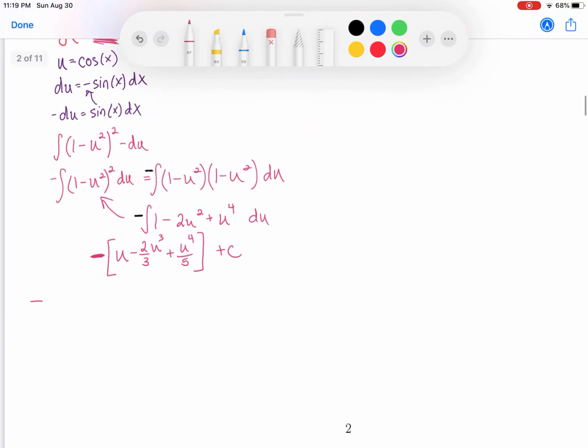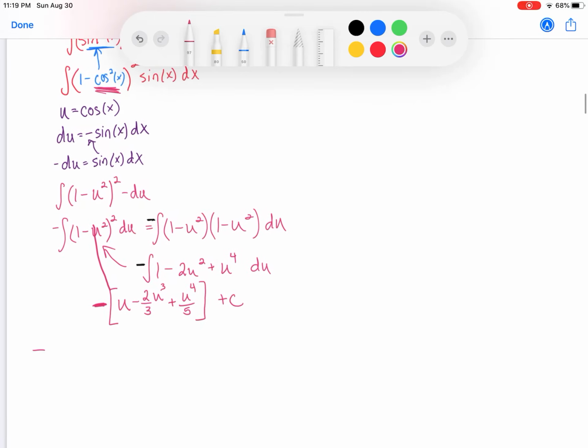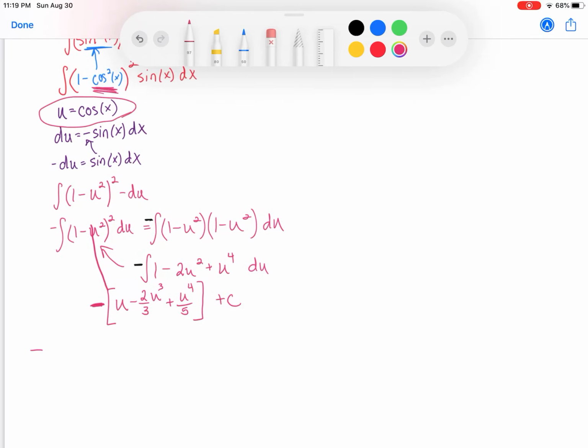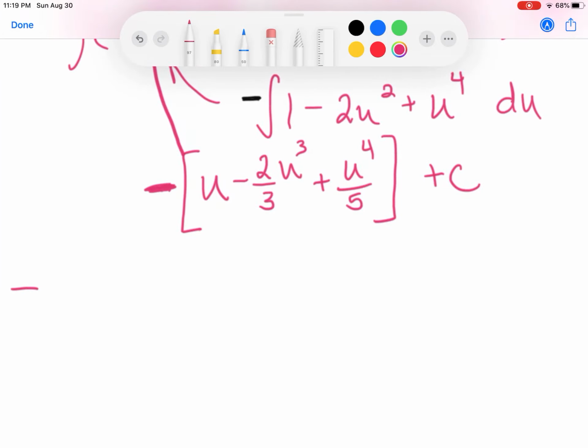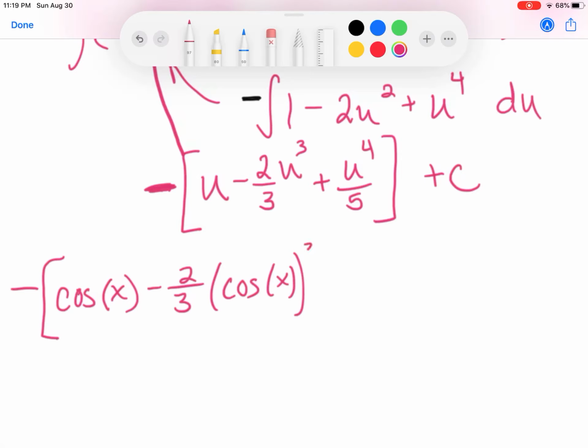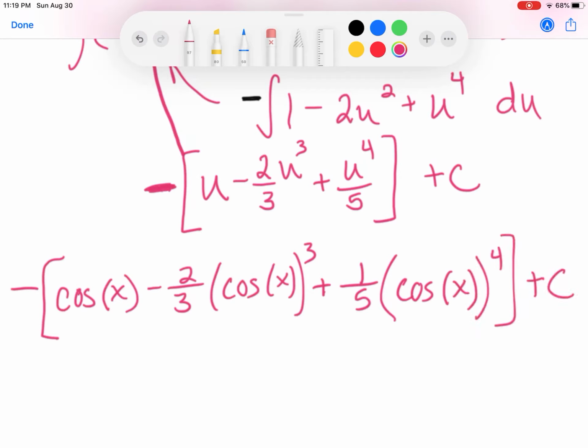Do you remember what u was? Let's go back and make sure we remember. What did we say u was? All the way back here in our purple ink, u was equal to cosine x. So we need to zoom back in here and replace all the u's with cosine x. So we have negative on the outside, cosine x, then minus 2/3 cosine x cubed plus, I'm going to rewrite this as 1/5 times cosine x to the 4th, close my bracket, add a plus c, and I'm done.